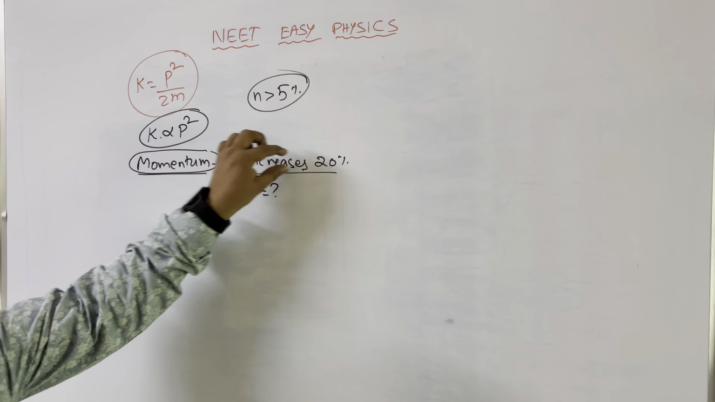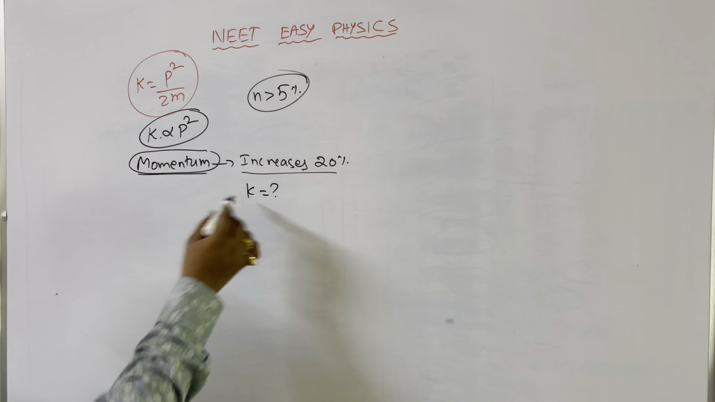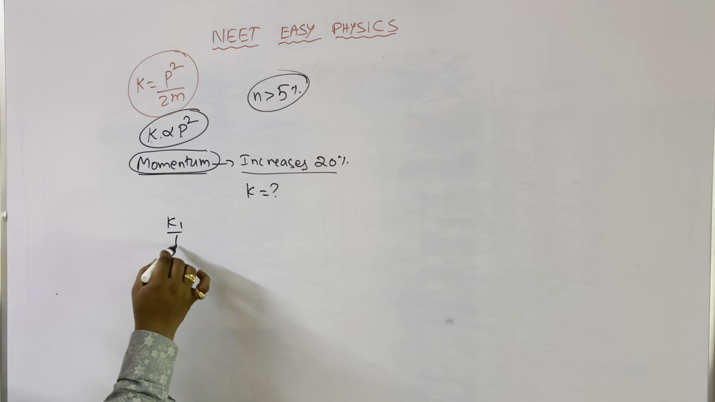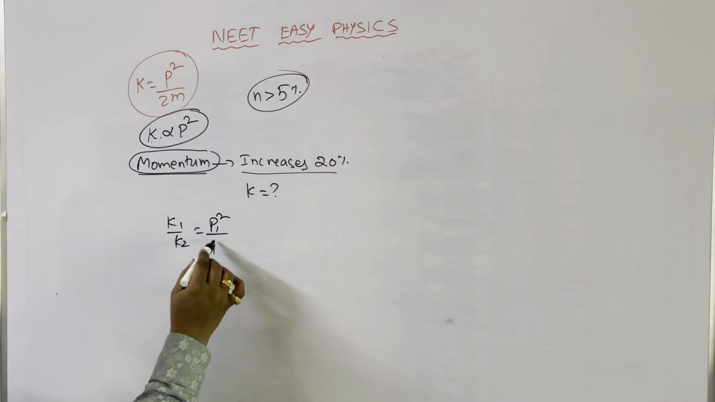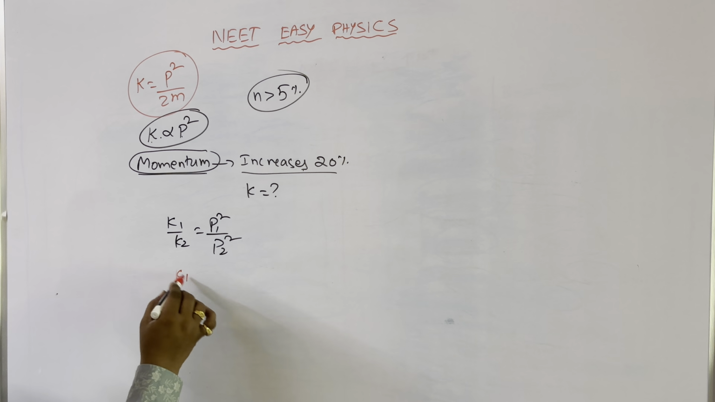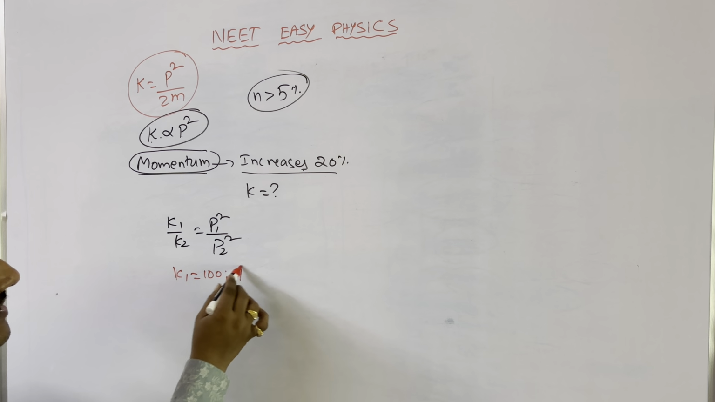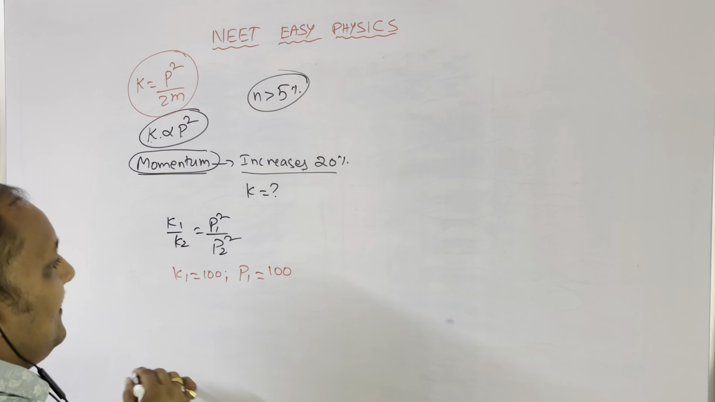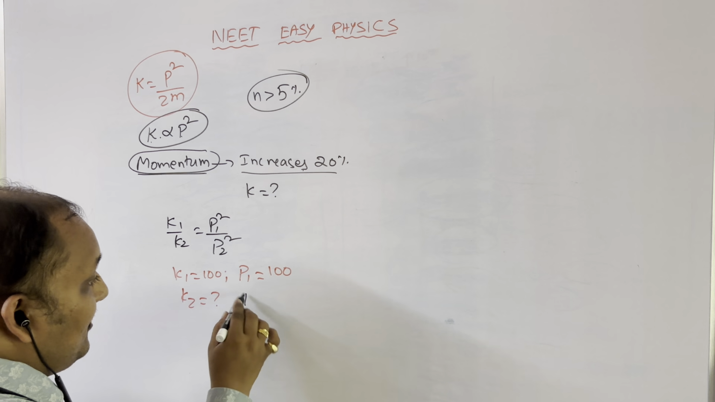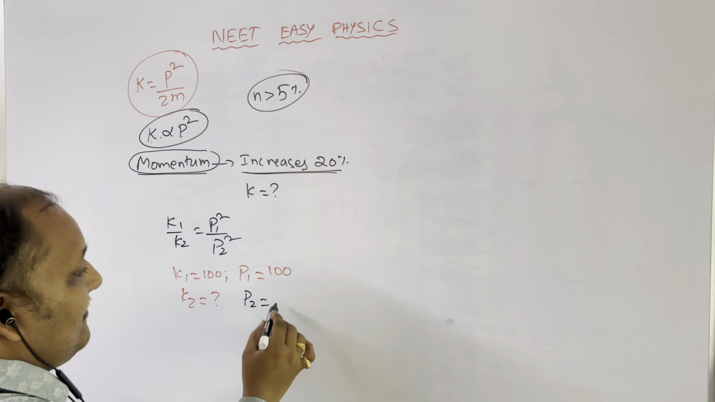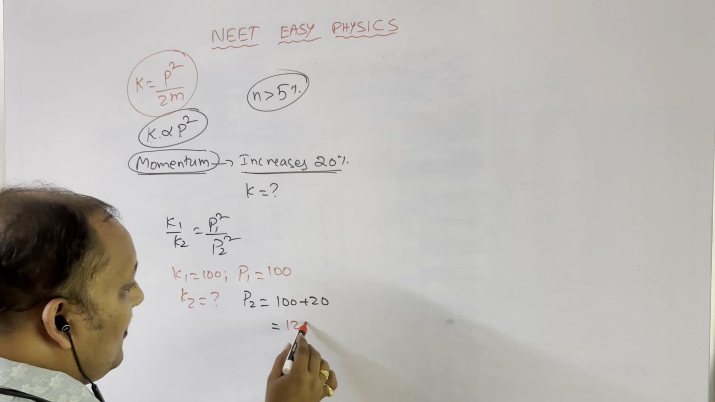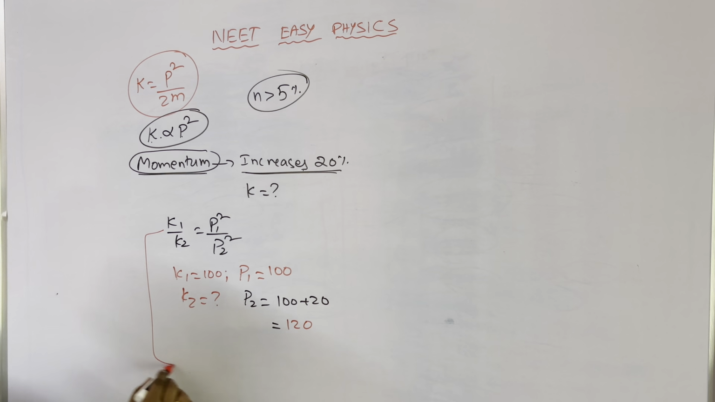So momentum increases by 20%. What happens to kinetic energy? Now you have to get an idea of the kinetic energy momentum relation. After getting that, K1 by K2 is equal to P1 square by P2 square. Initial K1 how much should you take? I said K1 is equal to 100. Initial momentum also 100. Now we should get the K2 value. So now P2, how much is it increased here? 20%. 100 plus 20 is going to become 120. Now substitute in this formula.